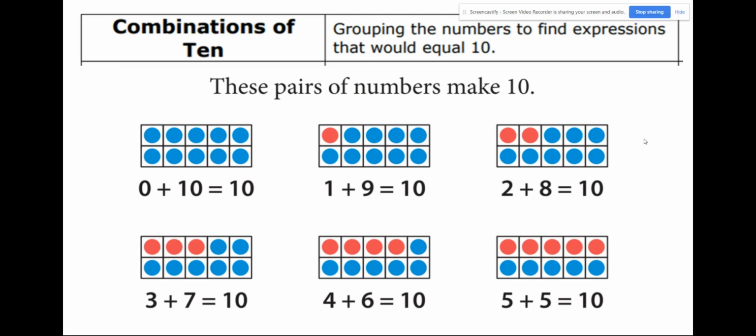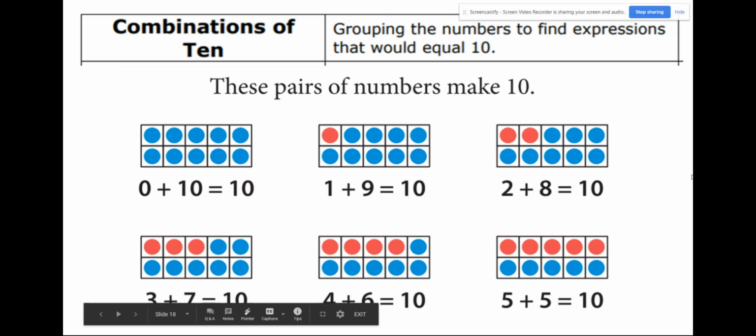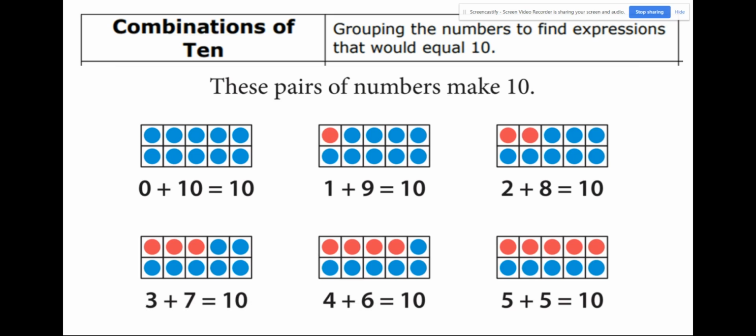So if you imagine a 10 frame and you want it to equal 10, the 10 frame will be completely full. If I have 2 reds to start, I would need to put 8 more to equal 10. If I had 3 reds to start, I would need 7 more to equal 10. If I had 4 to start, I would need 6 more. If I had 5 to start, I would need 5 more.